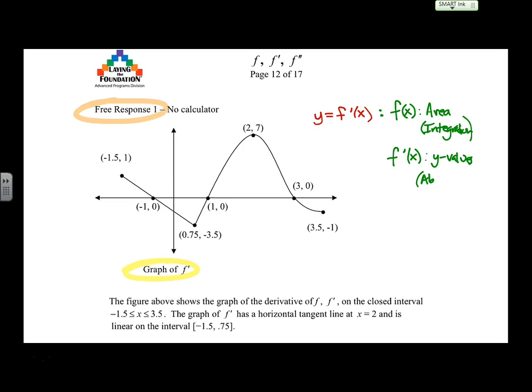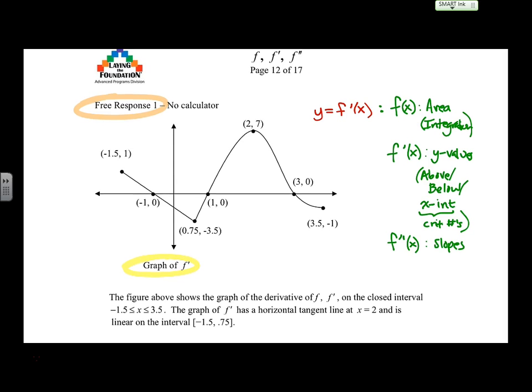AKA, you can think above, below for signs, right? Above, below for signs of the derivative. Above, below, and x-intercepts, because aren't the x-intercepts the critical numbers? X-intercepts are the critical numbers, or the zeros. F double prime, think about the slopes. That's how we always think about a graph of F prime. So, why did I go over that? Well, I think you have at least 3 problems on this graph.